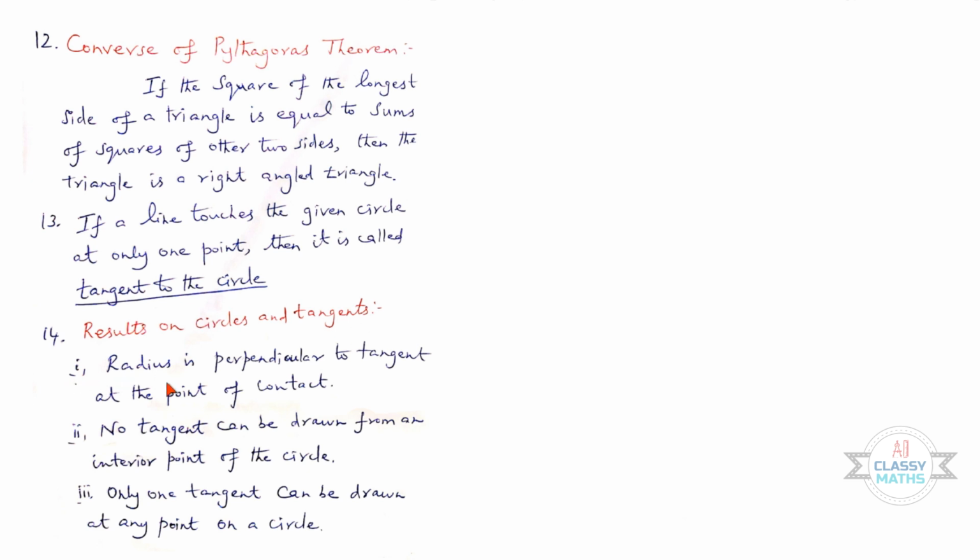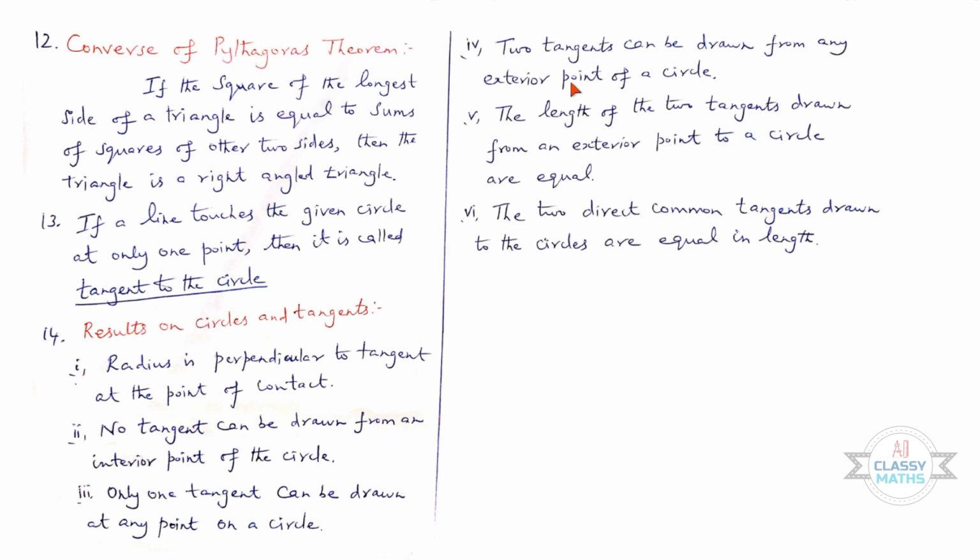First one, radius is perpendicular to tangent at the point of contact. Second point, no tangent can be drawn from an interior point of the circle. And third point, only one tangent can be drawn at any point on a circle. Fourth point, two tangents can be drawn from any exterior point of a circle.